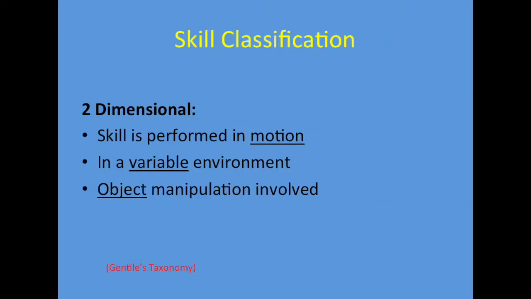Now, when classifying a netball shot in regards to Gentile's taxonomy of skill classification, we need to take into account the two main context characteristics. So, in regards to this skill, the regulatory conditions are in motion, and we need to acknowledge that there is going to be variability due to the environment and the skill involving object manipulation.